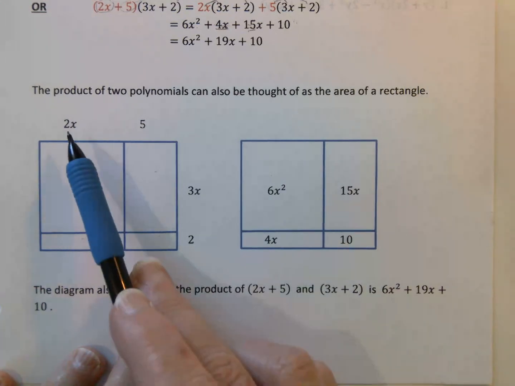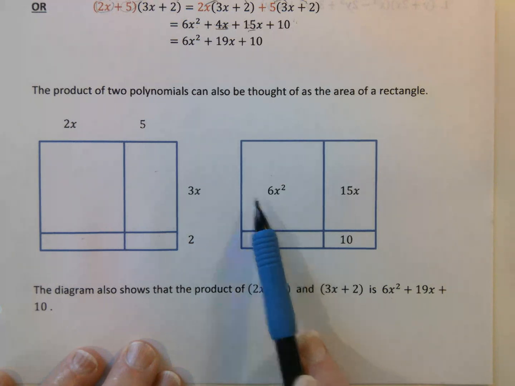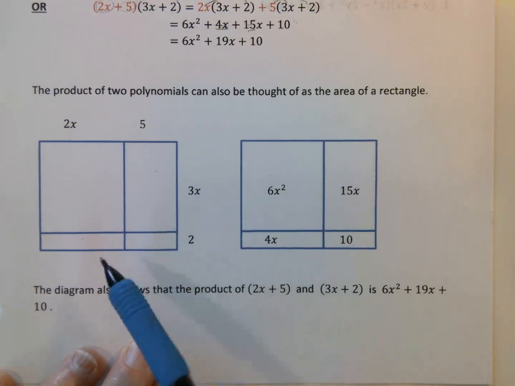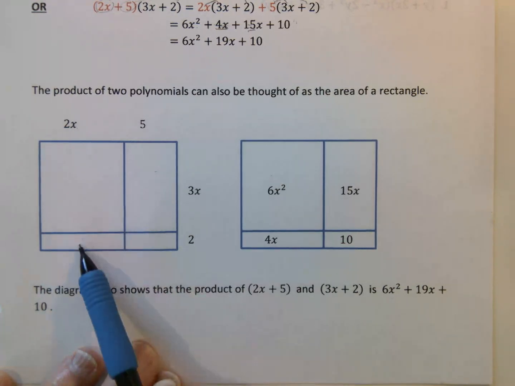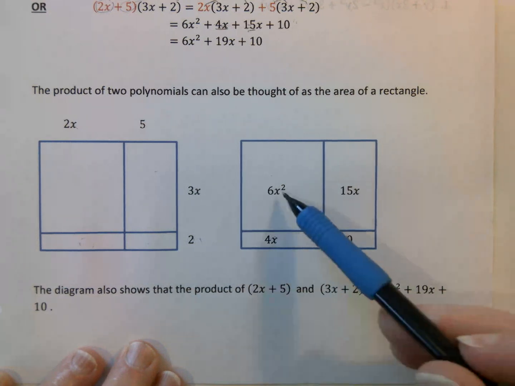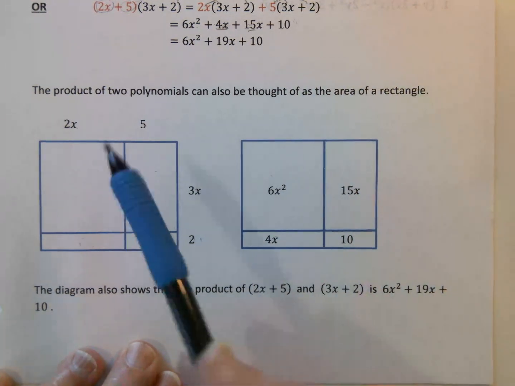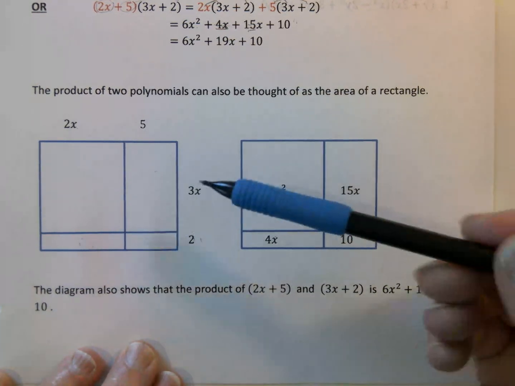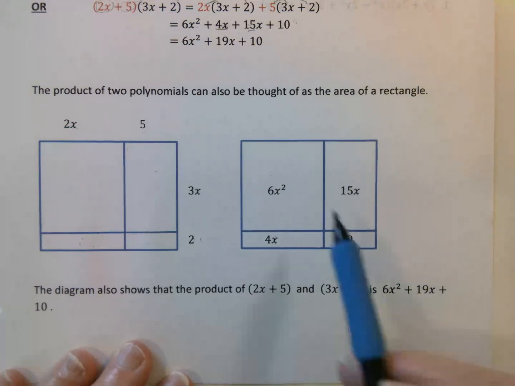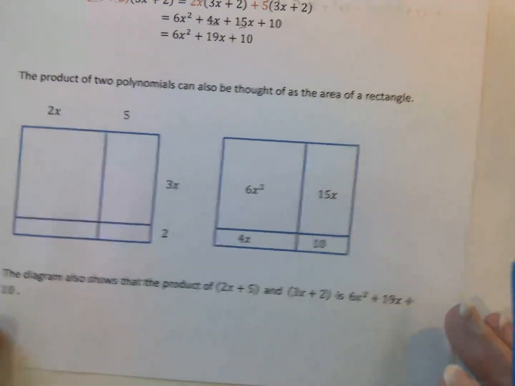So if I look at this, I would have 2x times 3x. That's going to give me 6x squared. Here I would have 5 times 3x, which gives me 15x. For these down here, I would have 2x times 2, which gives me 4x, and 5 times 2, which gives me 10. Notice that I have four terms, and they're exactly the same as the things we had up here. Here's my 2x plus 5. Here's my 3x plus 2. I add my like terms, and I get the same thing. So this is kind of how we're going to model multiplying two binomials together.